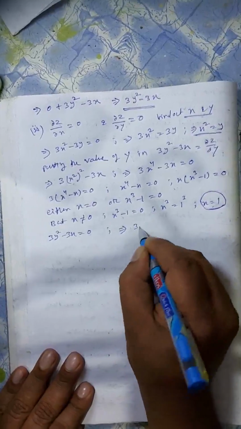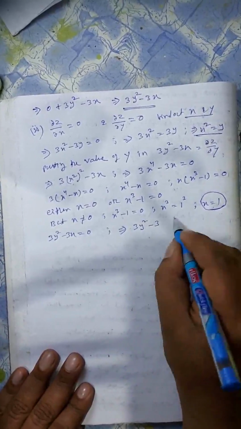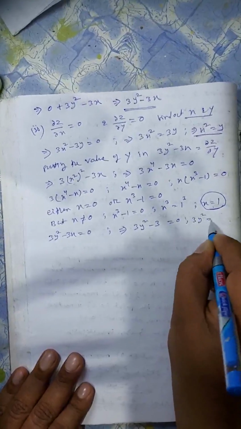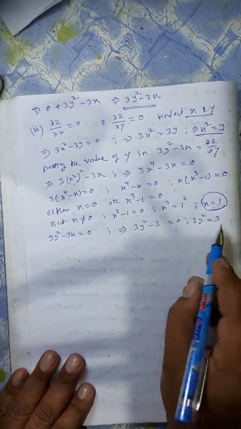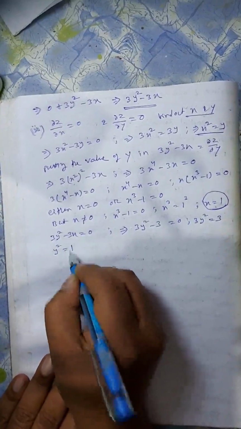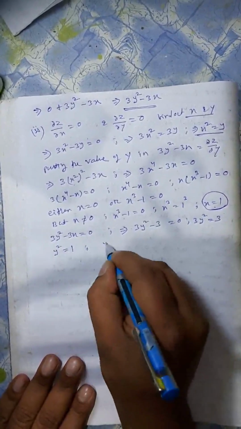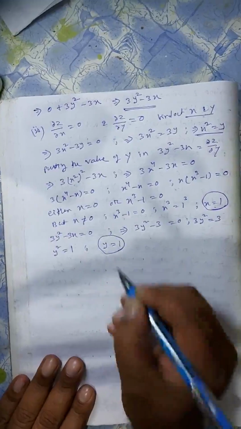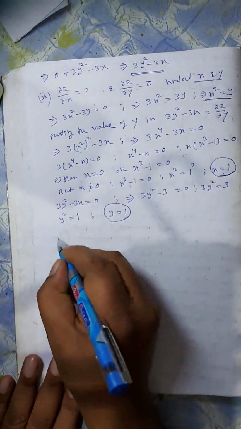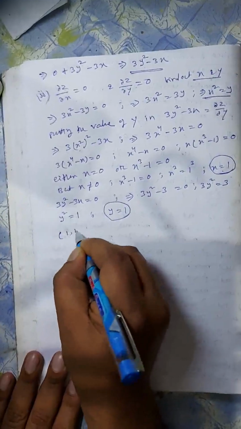3y square minus 3 into 1 is equal to 0. So 3y square is equal to 3. Take 3 outside, cancel. So y square is equal to 1, that means y is equal to 1. So x is equal to 1, y is equal to 1. We solve it. So my critical point is (1, 1).